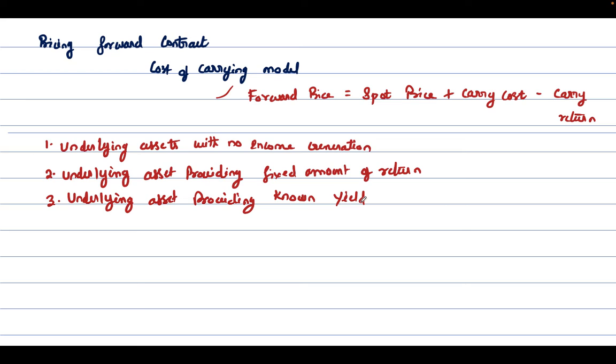In the first one, underlying asset with no income generation refers to those from which no income will be generated, such as a share without dividend. Next, the second is underlying asset providing fixed amount of return, and the third is underlying asset providing known yield. So before getting into the valuation of forward contract, we should know what is compounding.